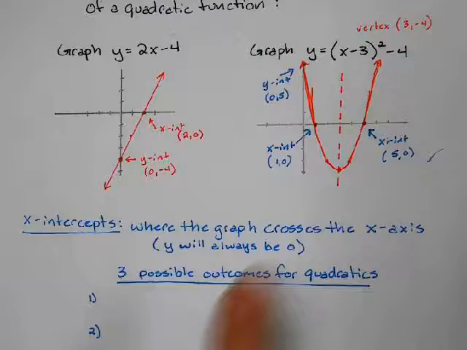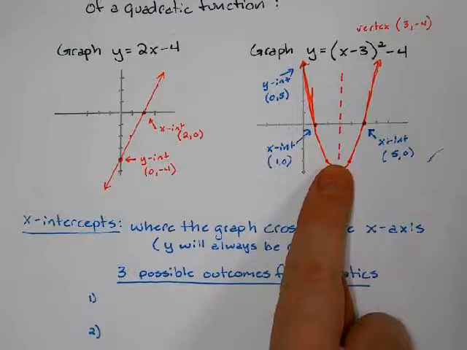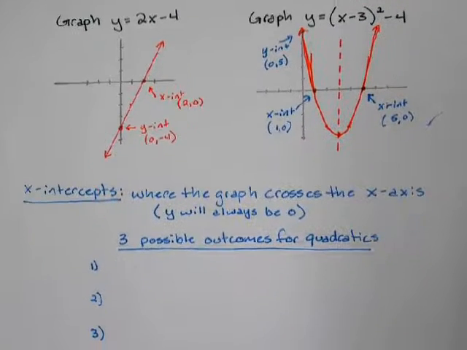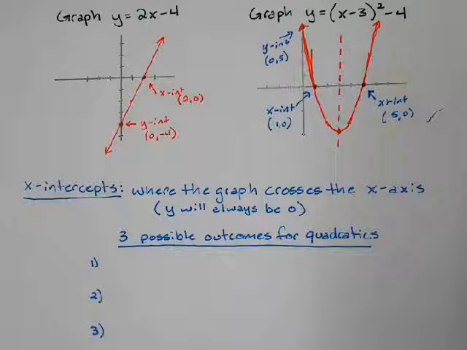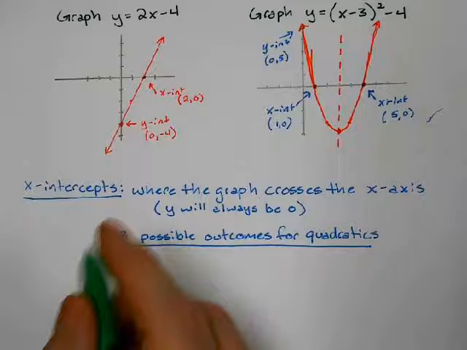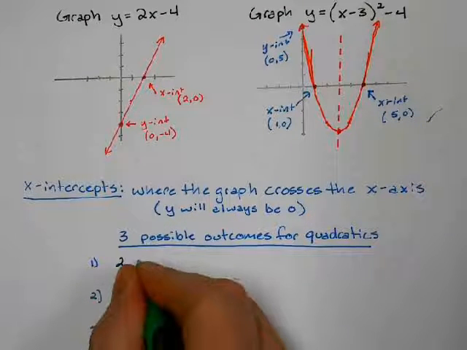Now, this was just one of the possibilities of things that could happen with a quadratic. There's actually 3 separate possibilities of things that could happen if you have a quadratic. Possibility number 1. We can have 2 x-intercepts.